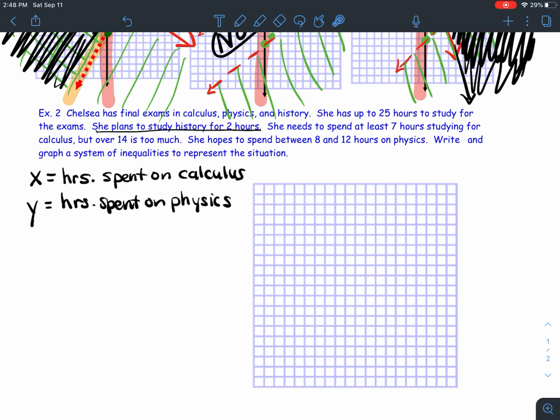Okay. Now let's look back at the beginning of the problem. It says here that she has up to 25 hours to study for these exams. Now remember, 2 of those hours are going to be taken up by history. So technically she has 23 hours left to spend on both calculus and physics. So if I add together the amount of hours she spends studying both of those subjects, she only has up to 23 hours to spend on that. So I should be using a less than or equal to symbol there. Okay, there's one inequality. Now, the other one is going to look a little different here.